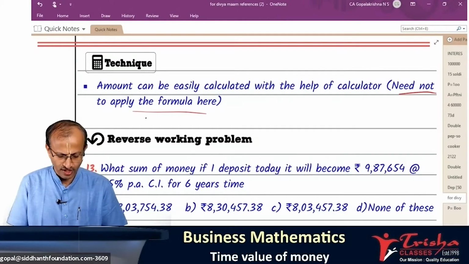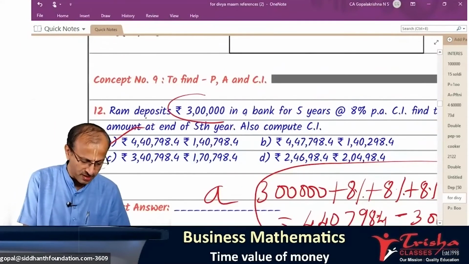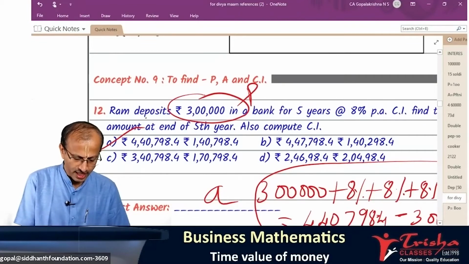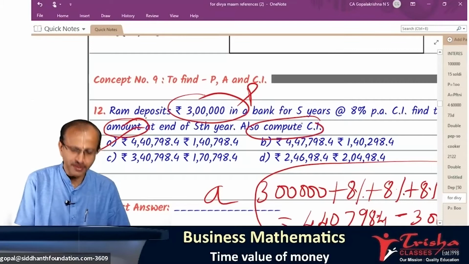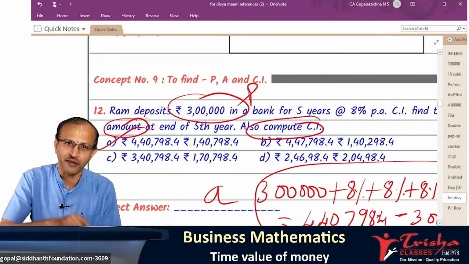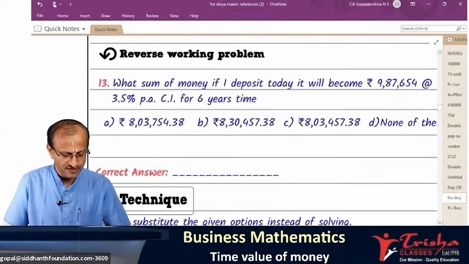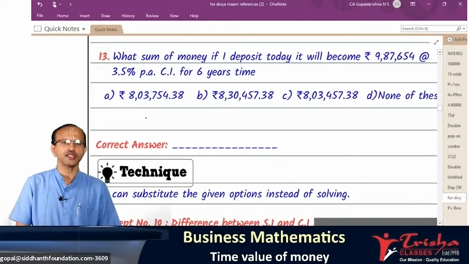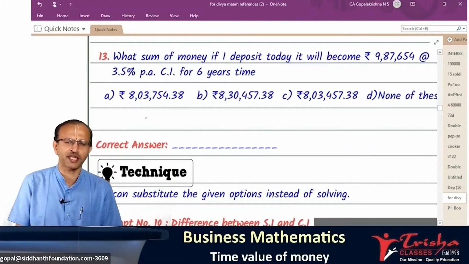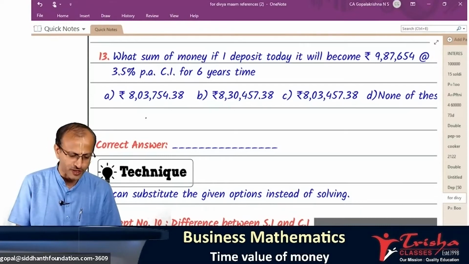Shall we go for the next question? Here I have given you P, the principal, and I have asked you what is A and what is CI. Sometimes they give you A and you have to work out P. The reverse working question will come. Shall we try this? All of you refer to this question, question number 13 on your screen. Are you all ready to work out question 13?